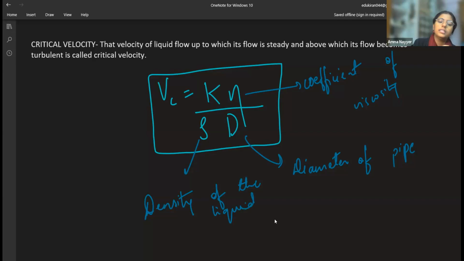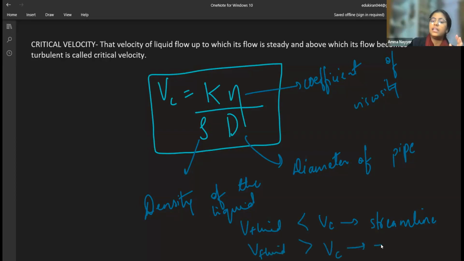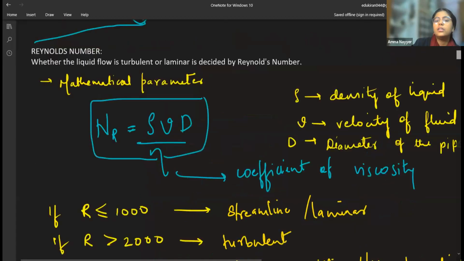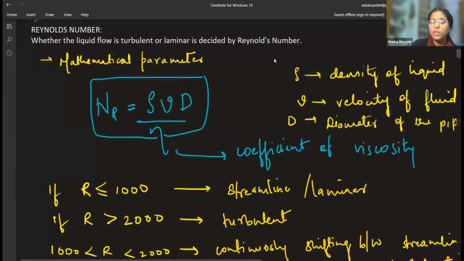Now see, if the velocity of the fluid is still less than the critical velocity, whatever the value, it will be streamline only. But if the velocity of the fluid exceeds this critical velocity, it will in any case become turbulent. So these are the two criteria. How can you identify both of them? Let's see numericals on them also. First, you copy it down. So these are the two methods by which you can identify the fluid flow. Write it down.